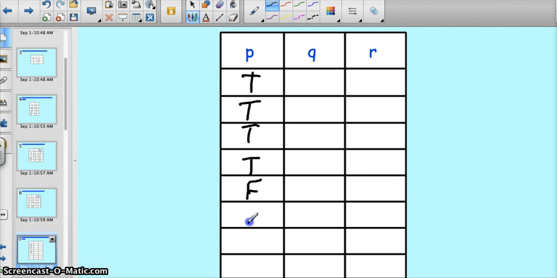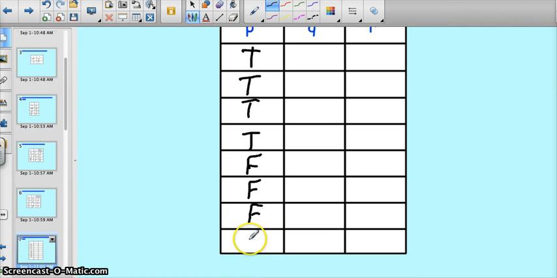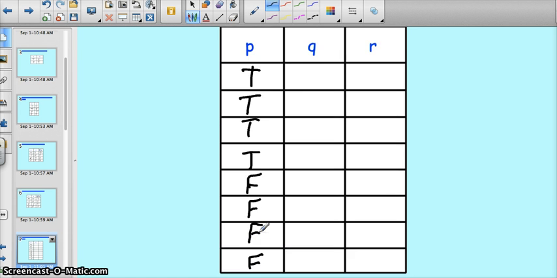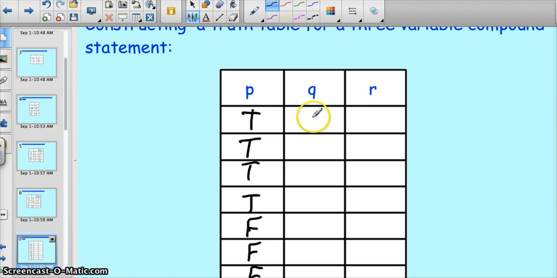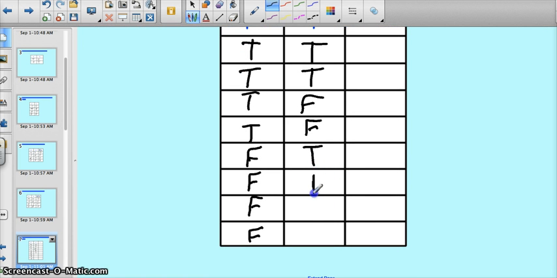This is just how to load the table, how to set it up whenever you've got 3 variables involved with it. For the second one, you're going to go 2 trues, then 2 falses, and repeat the pattern. True, true, false, false, true, true, false, false. Again, 2 trues, 2 falses, just repeat the pattern.